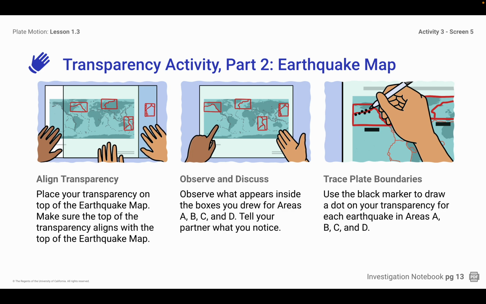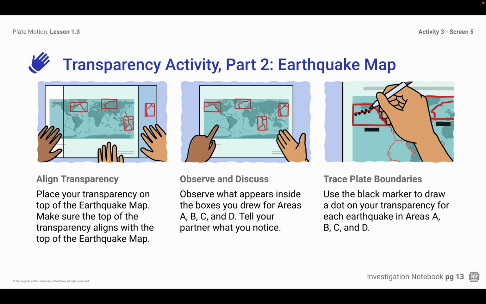I want you to look at the second step. Observe what appears inside the boxes that you drew for areas A, B, C, and D. And go ahead and just turn to your partner real quick. Make sure you guys are seeing the same thing. What do you notice is occurring inside those boxes?